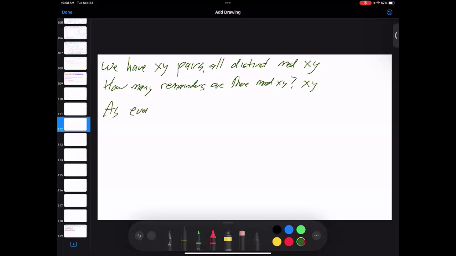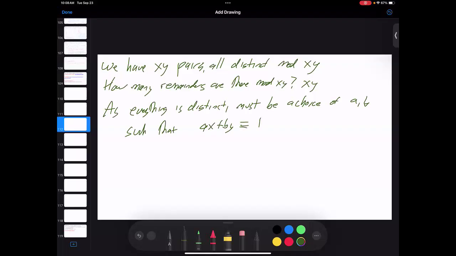So as everything is distinct, there must be a choice of A and B such that AX plus BY equals 1 mod XY. So this proves the existence of an A and a B. Okay, and then I could play some games and maybe reduce the size of A and B.